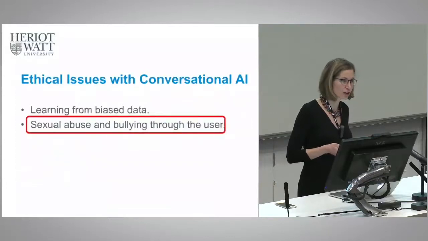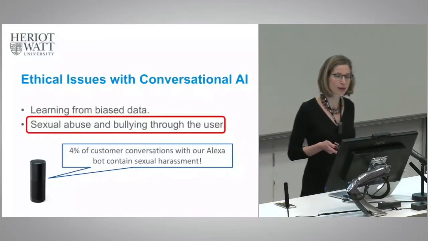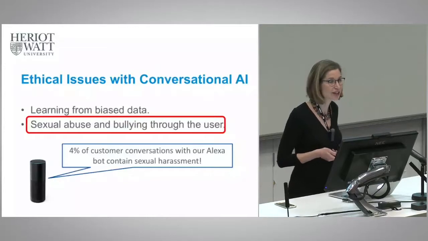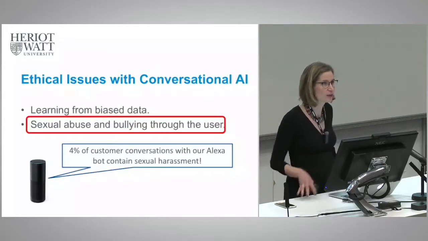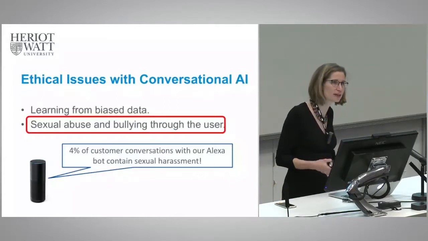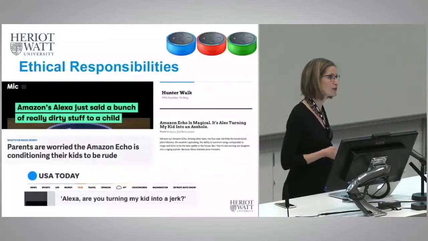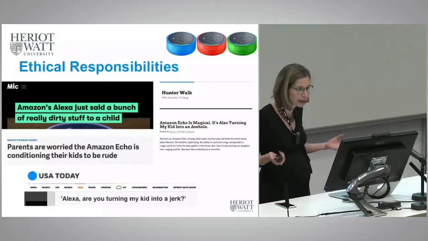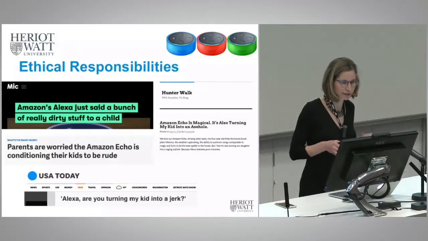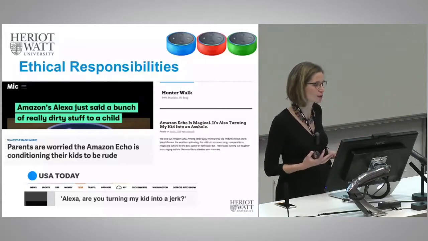The other issue which we discovered was that actually 4% of customer conversations with our Alexa bot contain sexual harassment. And we think that's because Alexa, first of all, is a female name. She has a nice female voice. She helps you. She does everything you say. So this invites abuse and general harassment. Obviously we are not too worried about Alexa's feelings, but what we are worried about is that if the system is not reacting appropriately, this user behavior might be reinforced, right?